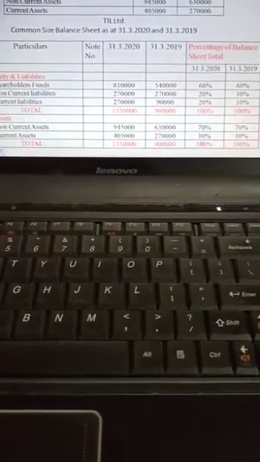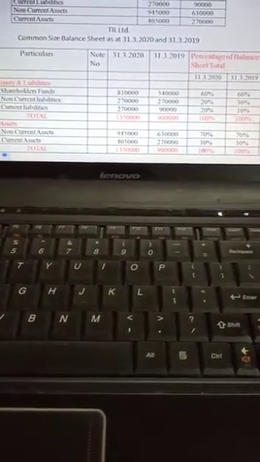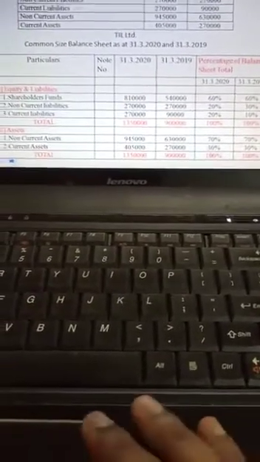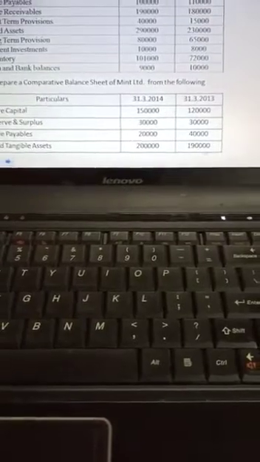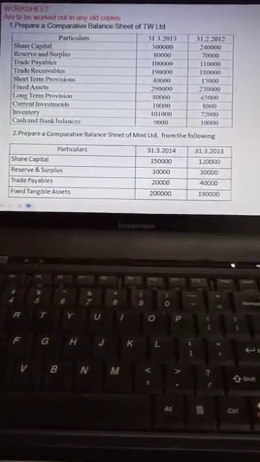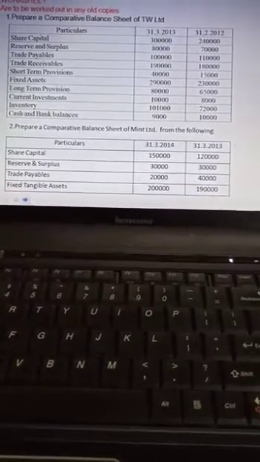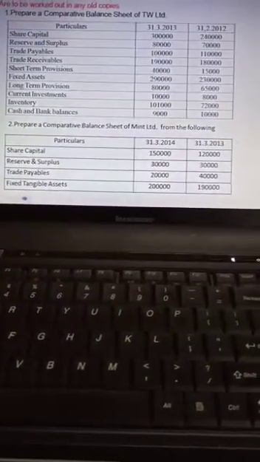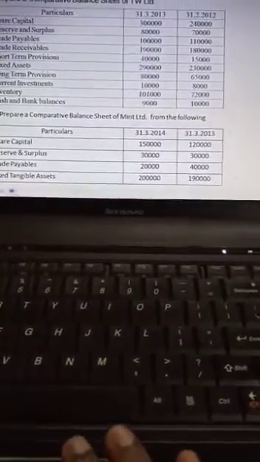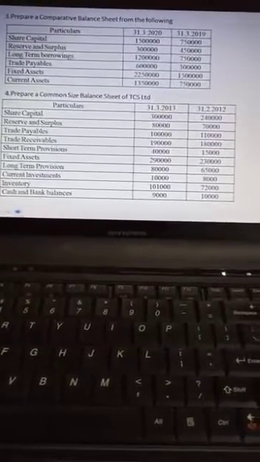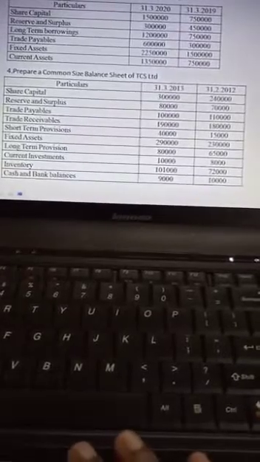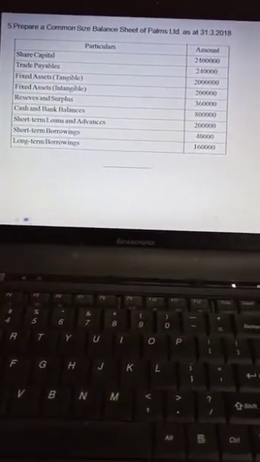I hope the mechanism of preparation of common size balance sheet is clear from this illustration. Now, based on this illustration and the discussion we had done earlier for comparative balance sheet, we can work out this worksheet. This worksheet can be worked out in any old copy that you have. We have 5 sums. The first sum is comparative balance sheet. The second sum is also on comparative balance sheet. The third sum is for comparative balance sheet also. Fourth one, you have to prepare the common size balance sheet. And the fifth one, you have to prepare a common size balance sheet.